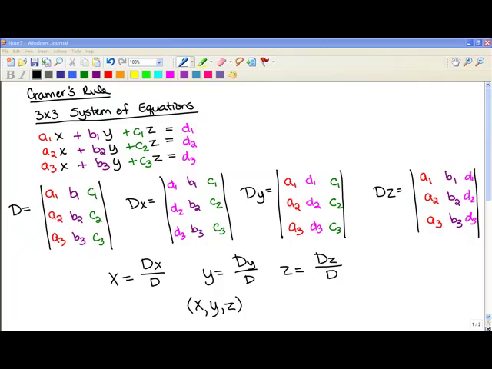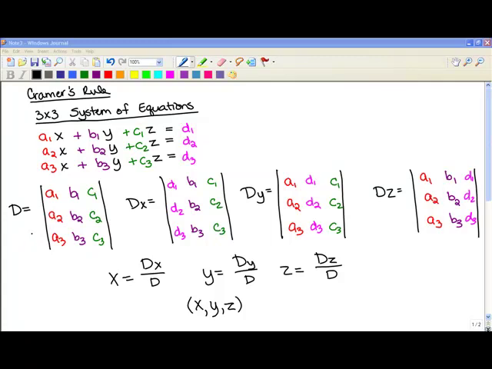This video will teach you how to use Cramer's rule with a 3x3 system of equations. We have the coefficients of x being a, the coefficients of y are b, the coefficients of z are c, and the constants on the right side of the equals are d.